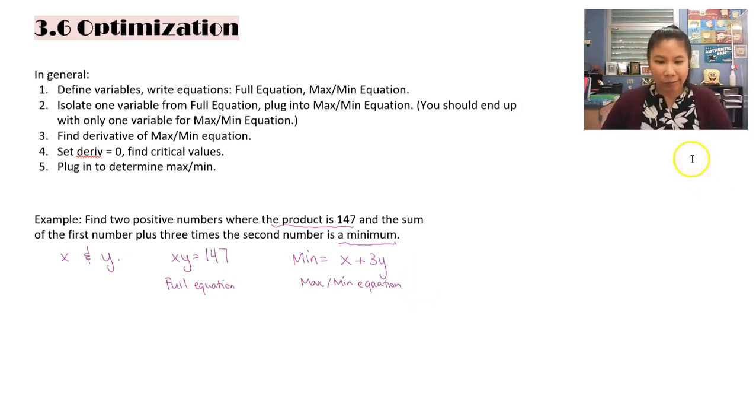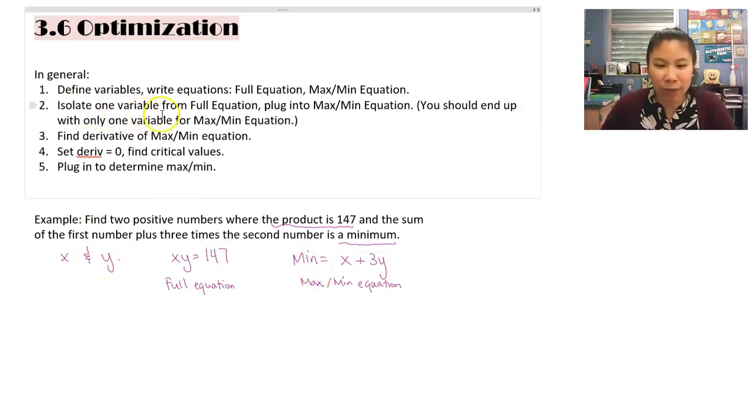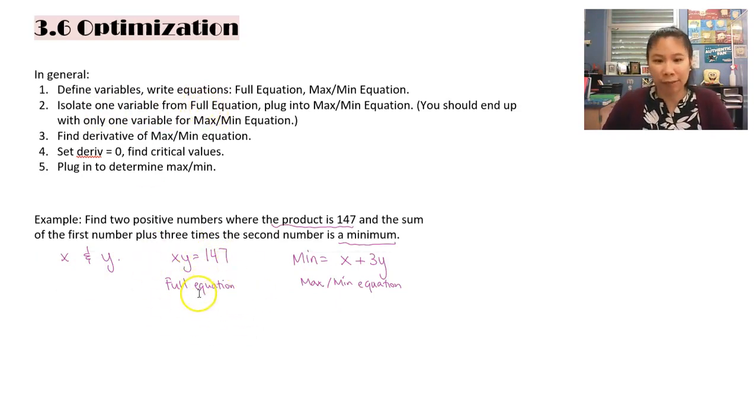Now that I have my 2 equations, I've defined my variables, we want to isolate one variable from the full equation, the xy equals 147. Then I'm going to plug whatever I've isolated into my max min equation. When I say isolate, I want to know what x or y equals. It really doesn't matter, whatever you prefer, whatever seems easier to you. I'm going to set it equal to x, because I feel like it's the same amount of difficulty either way. So I'll divide both sides by y, so that x equals 147 divided by y.